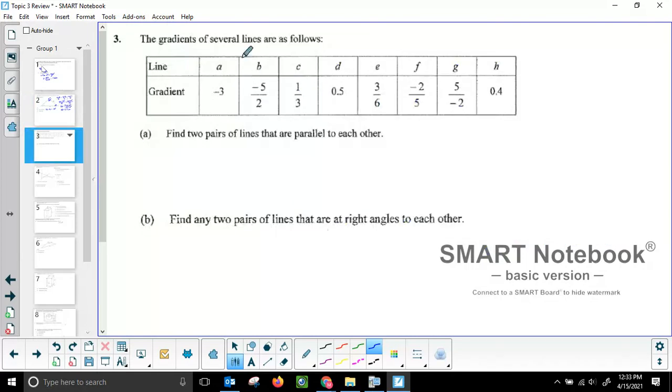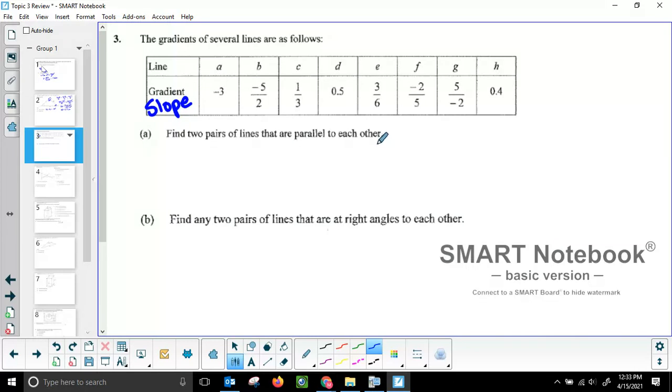Okay, so the gradients of several lines are as follows. They give us lines A through H, and then they give us their gradients. Now gradient is a weird IB terminology that you never see anywhere else in American education. All the gradient is, is the slope. They don't like the word slope. They call it gradient, whatever. Same thing.